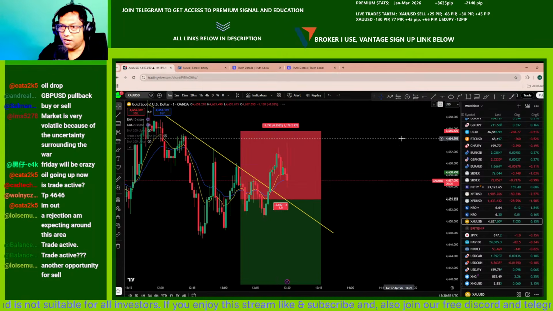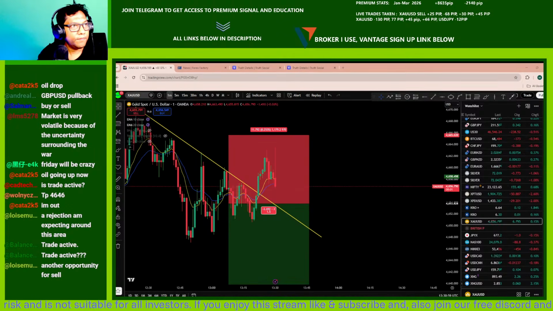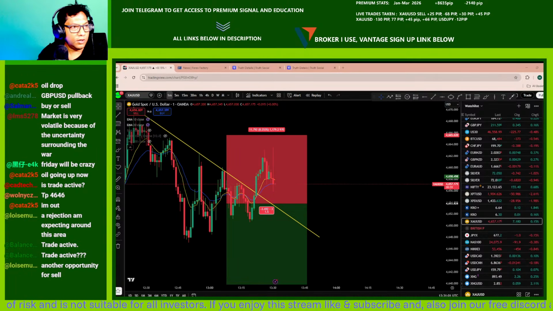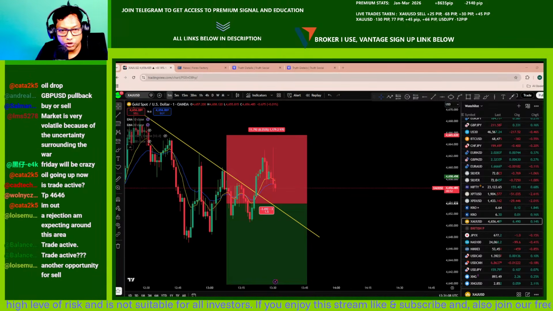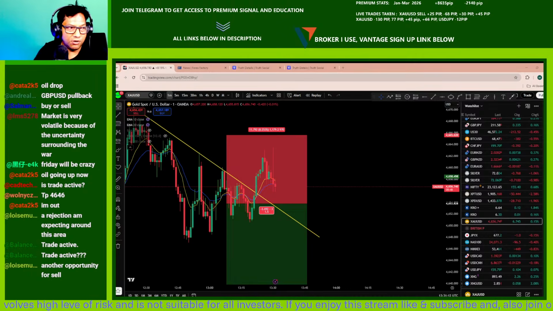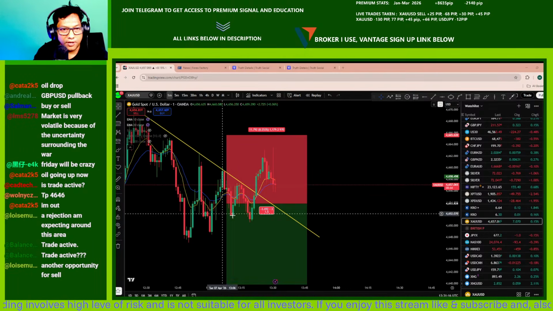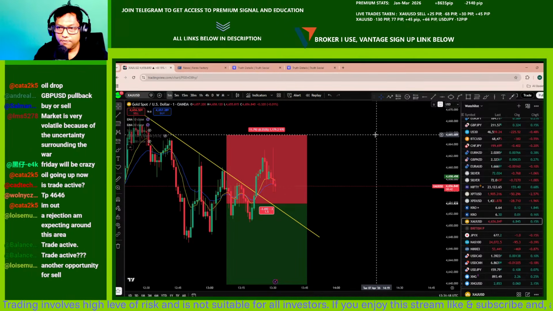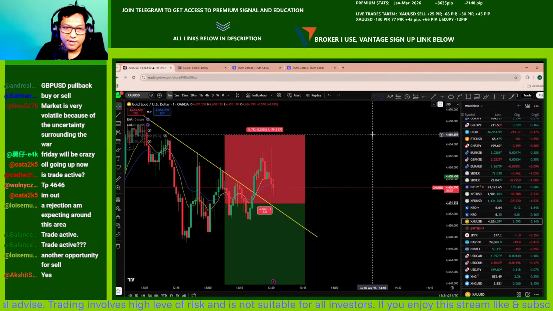Traders, are you guys with me? Say yes if you're with me. Are you trading with me with this one? Trade active? Yes. Another opportunity for sell? Yes. Yes, there is another bearish price action that you can see. But I'm not doubling up. I'm not doubling up here because you want to take this one successfully, guys, one by one, right?